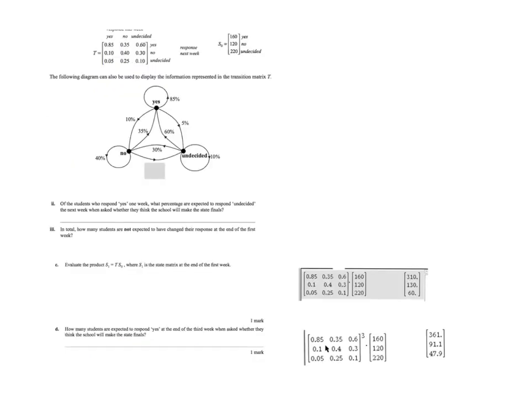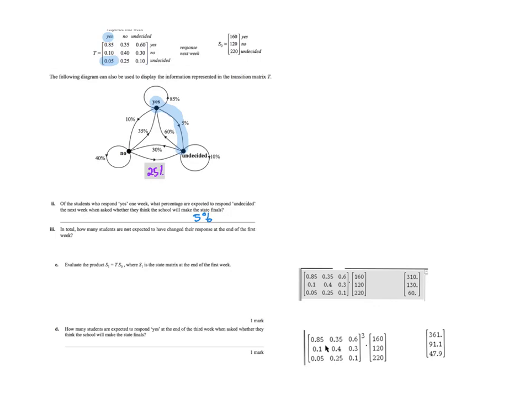Okay, the next part of this question, I've just copied the transition and the diagram to help us, so we know that's 25%. Of the students who responded yes one week, what percentage are expected to respond undecided the next week? So we're at yes. Now you can do it in a couple of ways. We can just do it on our diagram. So yes, and the percentage of going undecided, so we could say 5%, or you could have looked on the transition. So we're starting at yes and going to undecided, there's 5%.